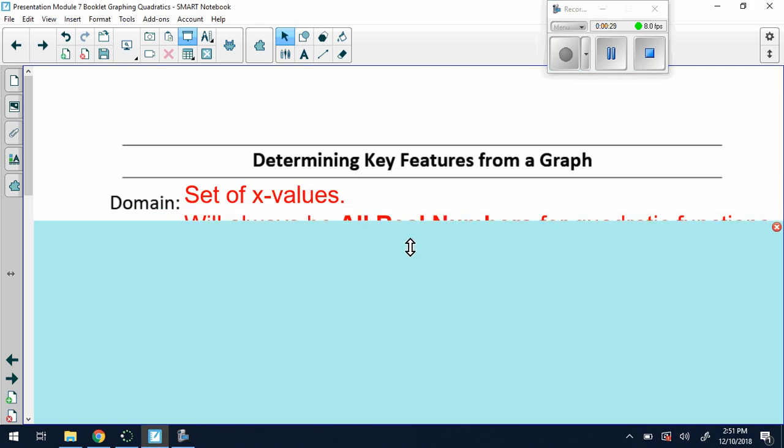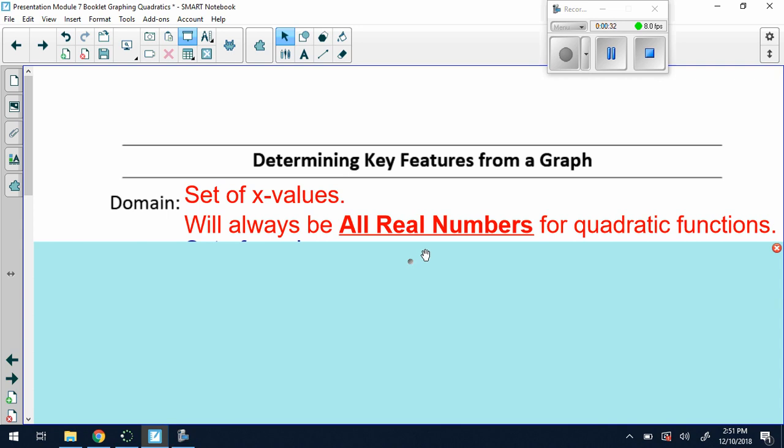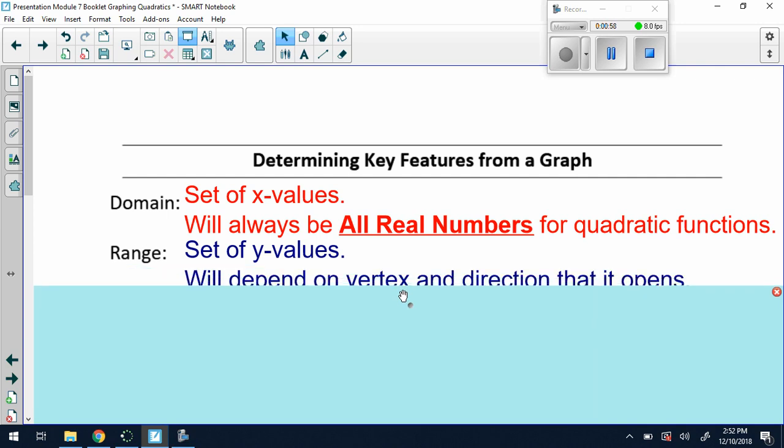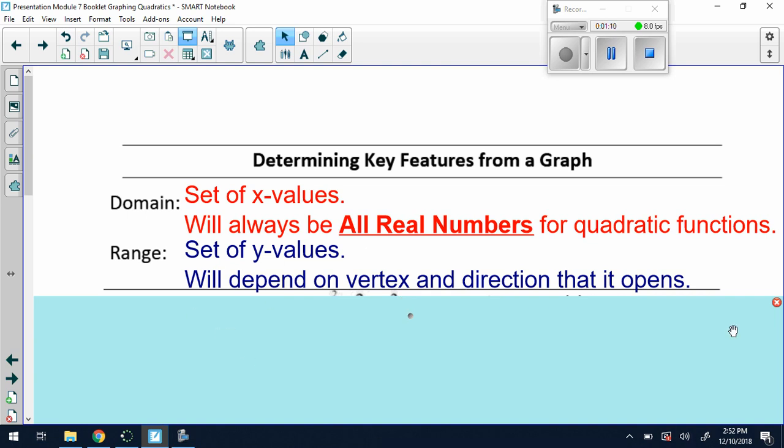Before we do that, I want to remind us about domain and range. So domain is our set of x values. For a quadratic function, for a parabola, this will always be all real numbers. If I give you a problem with context, so a word problem, that might change. But if I'm just in general looking at the graph of a parabola with no context, our domain is all real numbers. Range is your set of y values. And that one will depend on the vertex and the direction that the parabola opens, so whether it opens up or down. We'll look at a couple of examples and hopefully you'll understand how to find your range by the end of that.